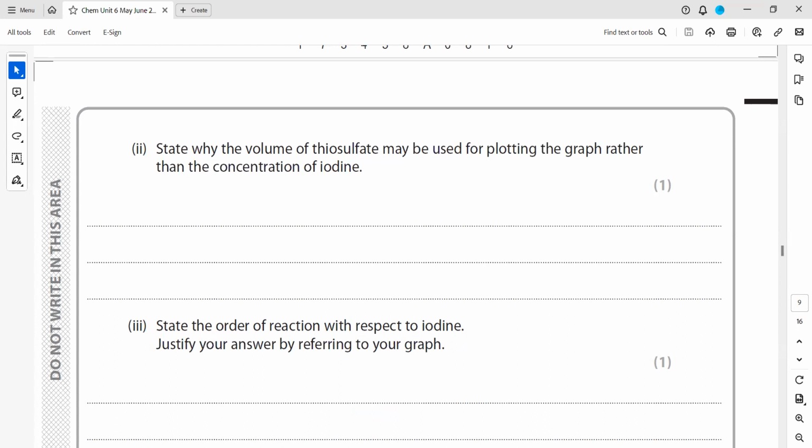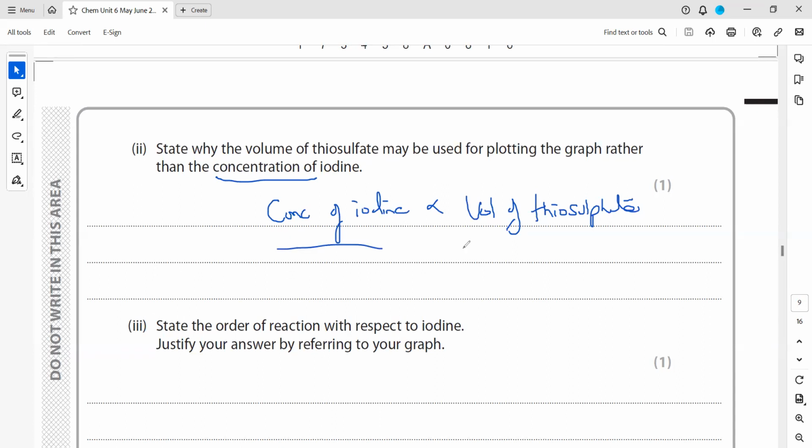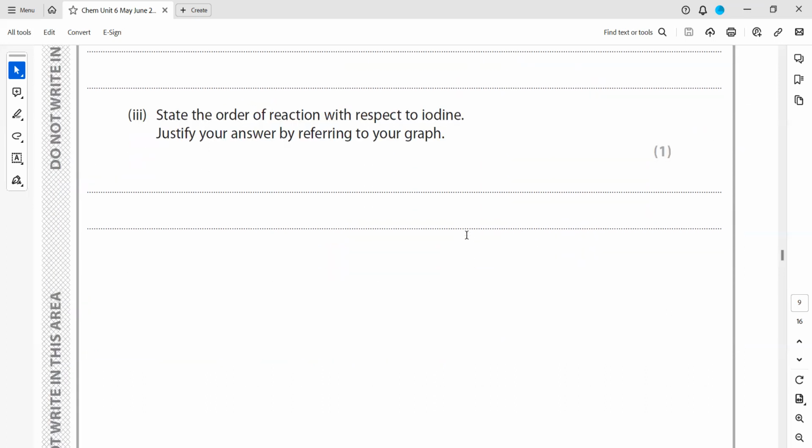So you can see that iodine and thiosulfate are reacting with each other. Like if there is more iodine in the solution, then we need more thiosulfate. So we can say that the amount of iodine in the solution, or the concentration of the iodine, is proportional to the volume of thiosulfate. If we have more iodine in the solution, like a higher concentration of iodine, we need a greater volume of thiosulfate for the reaction.